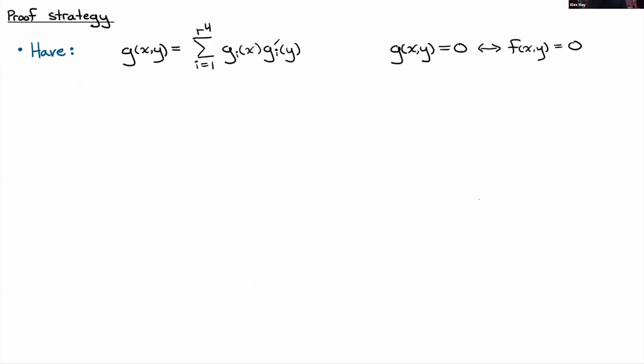So what we have is that G has this form, has only this many terms, and that G is 0 if and only if F is 0. And one thing that means is that the non-deterministic rank of F is not larger than the non-deterministic rank of G, which is not larger than this R to the 4. Okay. And yeah, then that's the proof.